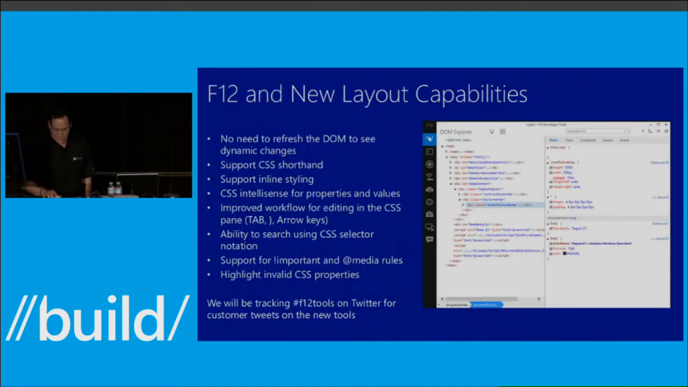Now, all of these new layout and editing capabilities have been enhanced by a new F12 experience that provides you with more control and information about your styles. For example, now you don't have to refresh the DOM to see the dynamic changes that happen. Also, we display CSS shorthand information and inline styles directly on the style pane. We also provide improved capabilities for adding and editing CSS properties by giving you better IntelliSense support. You can even query using CSS selector rules to get around and get information.